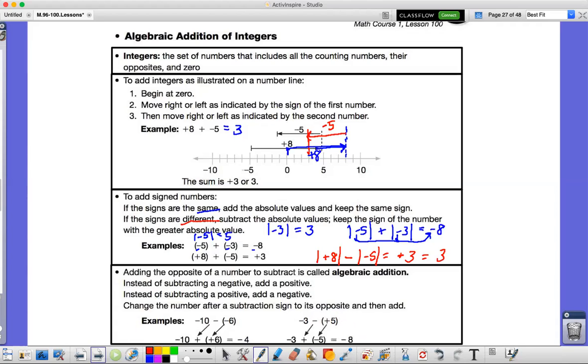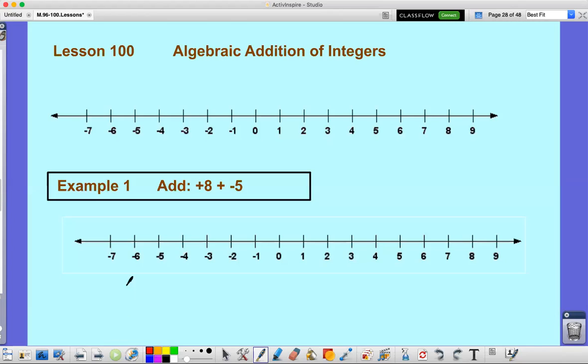Let's look at that a little closer here. If you have a positive 8 plus a negative 5, here's where a positive 8 would be. So positive 8, then we're going to add a negative 5. So if you're looking at that, we're going to add a negative 5.